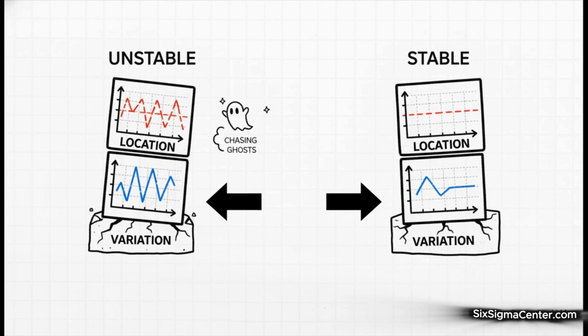So why is that? Well, because those control limits on the top chart, the lines that tell you if you're in or out of control, they are calculated using the variation from the bottom chart. So if your variation is unstable and all over the map, those control limits are totally meaningless. You'd just be chasing ghosts. You have to have stable variation first.